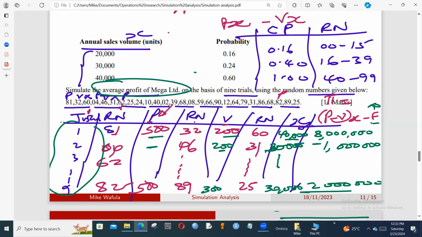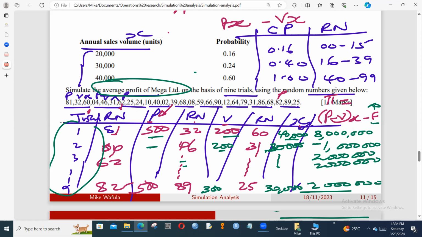Maybe we see if we made a mistake. Let's get that last column and see where we are not all getting it correct. The first trial, the profit was 8 million. The second one is a loss of 1 million. The third one is what? 2 million profit. The fourth, 2 million loss.